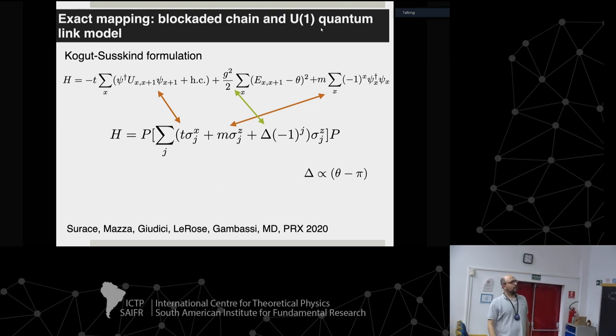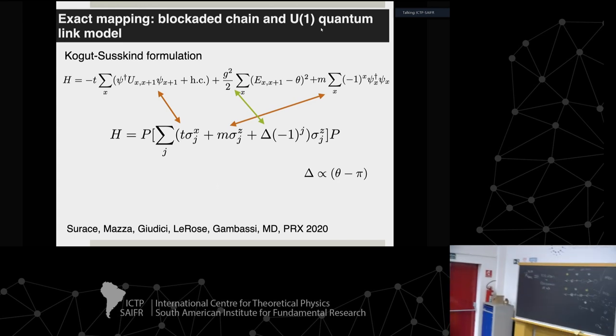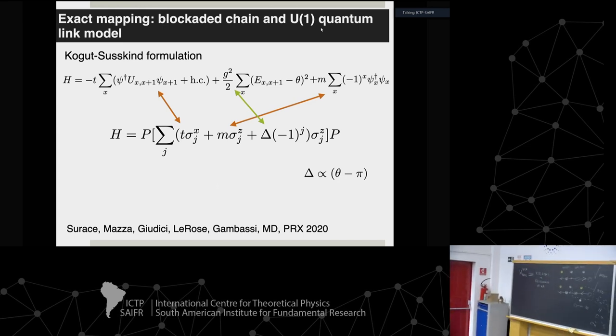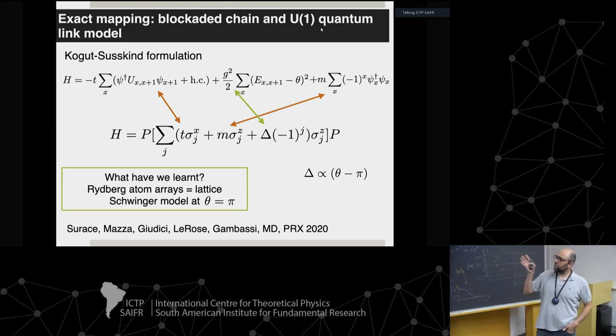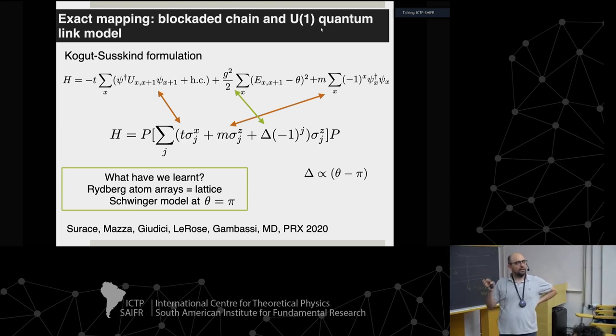Of course, this dynamics here, we have put P. What is P? P is the projector given by the condition of the Rydberg blockade, okay? So N_i N_(i+1) has to be equal to 0. Okay. So that's the mapping. And first of all, what we learned is that this experiment that Luki has performed is actually realizing the lattice Schwinger model at a specific value of the topological angle.